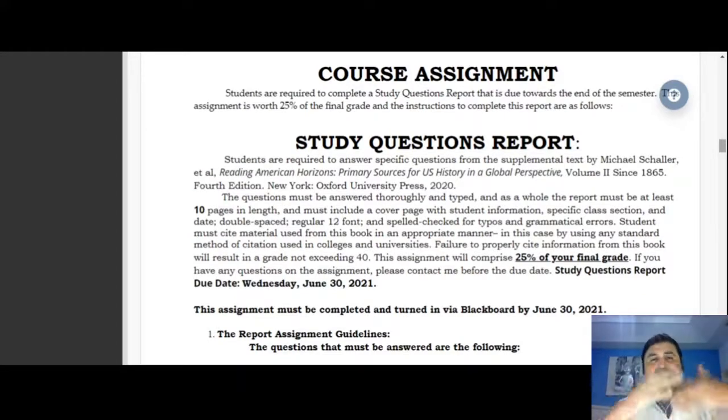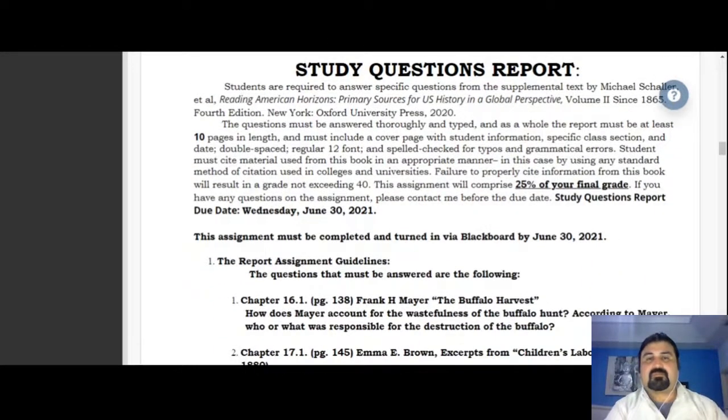So what this study questions report is all about is I have selected 10 documents. Again, this is not a book to read. This is just a collection of documents written by historical actors, people that made history in the United States. Something that they wrote, letters or memoirs, statements, etc. They're very short reads. Each document is anywhere between 1 to 3 pages in length. So I selected 10 of them for you to read and answer questions on.